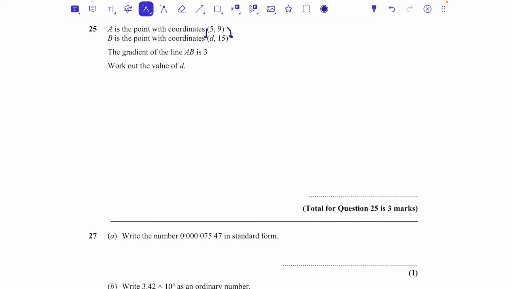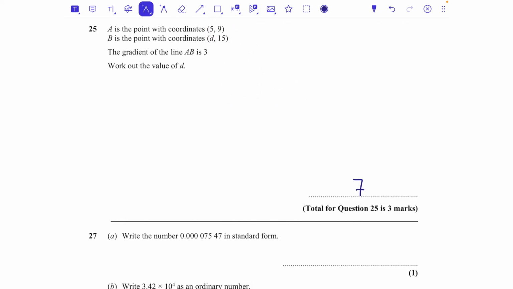So to go from 9 to 15, it's gone up by 6. So the rise is 6 divided by the run, which we don't know because it's going from 5 to D, which we don't know. And that needs to equal 3. So what does that need to be? Well, that run needs to be 2. It needs to have gone 2 across. So if we're starting at 5, which we can see from that coordinate there, D would need to be 7, so it's gone across by 2. So D is 7. That's one way of doing it, but if that doesn't make sense, let me draw it for you.